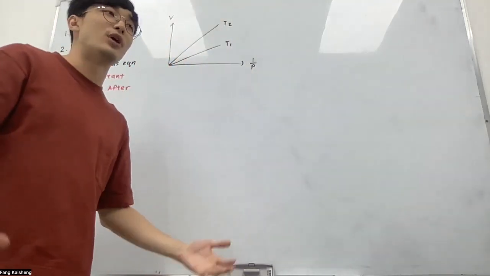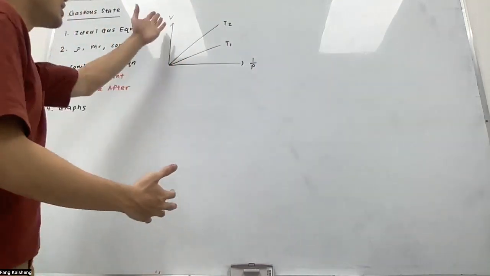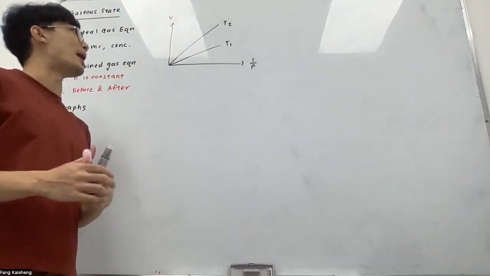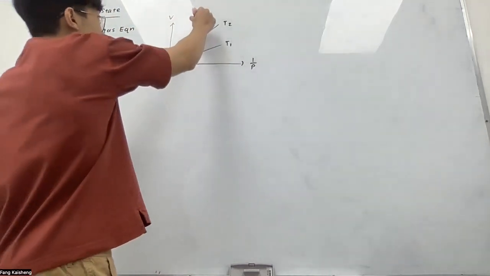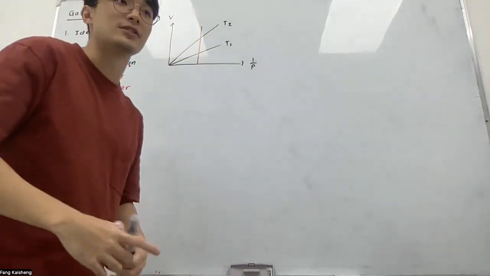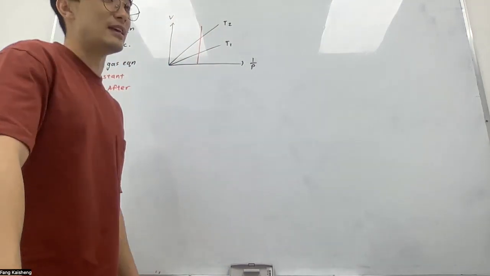But how on earth do I do that? How do I make it a constant? Doesn't make any sense, right? How do I make P or V a constant? How? Okay, so this is the part where you guys can draw a vertical line. Can someone tell me what's the purpose of drawing this vertical line? I've given you guys the background already. What's the purpose of drawing a vertical line?